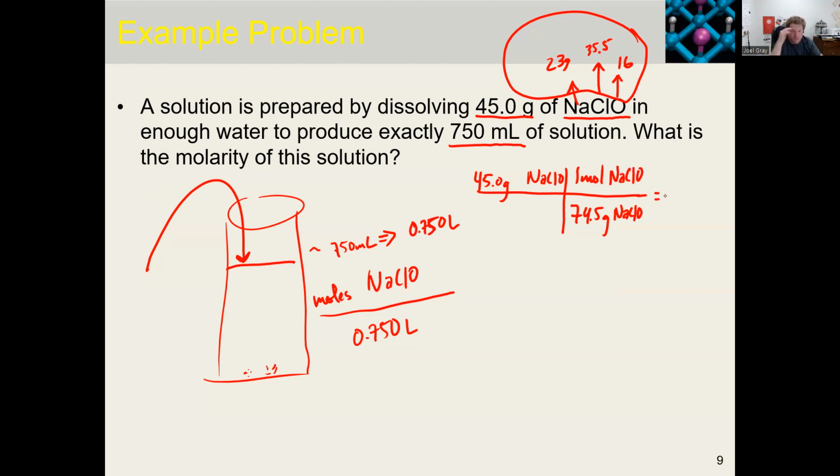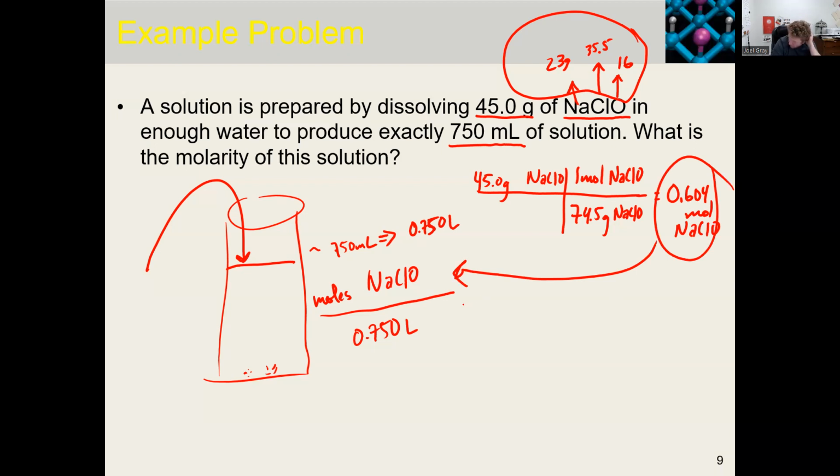Now we take 45 and divide it by 74.5. Well, 45 is less than 75, so we have less than 1 mole. We would end up getting approximately 0.604 moles of NaClO. So we can take that number and throw that right here.